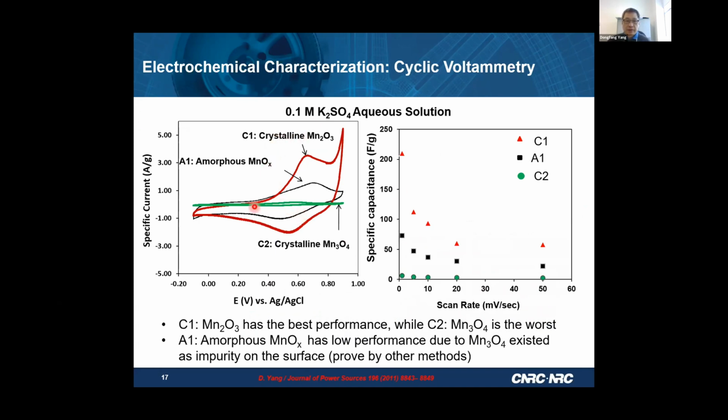We plot the specific current as a function of voltage here. You can see the crystalline Mn2O3 performs the best, and the crystalline Mn3O4 shows almost no activity. We also plot the specific capacitance as a function of scan rate, to see how quickly the charge can go in and out. Again, C1 crystalline Mn2O3 performs the best compared with the other 2 phases.